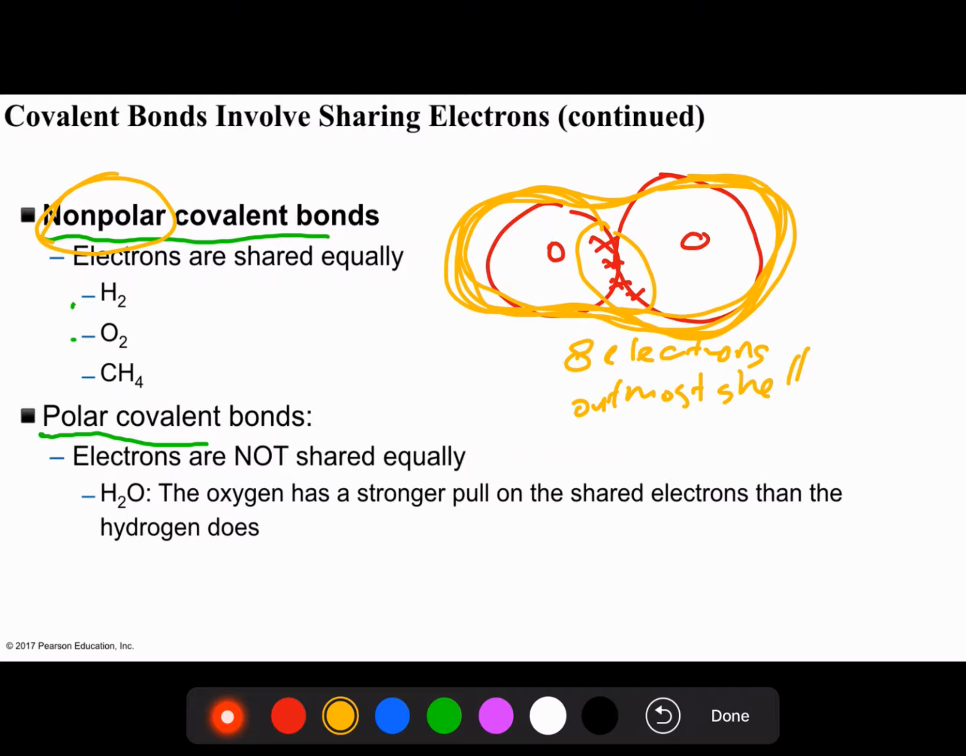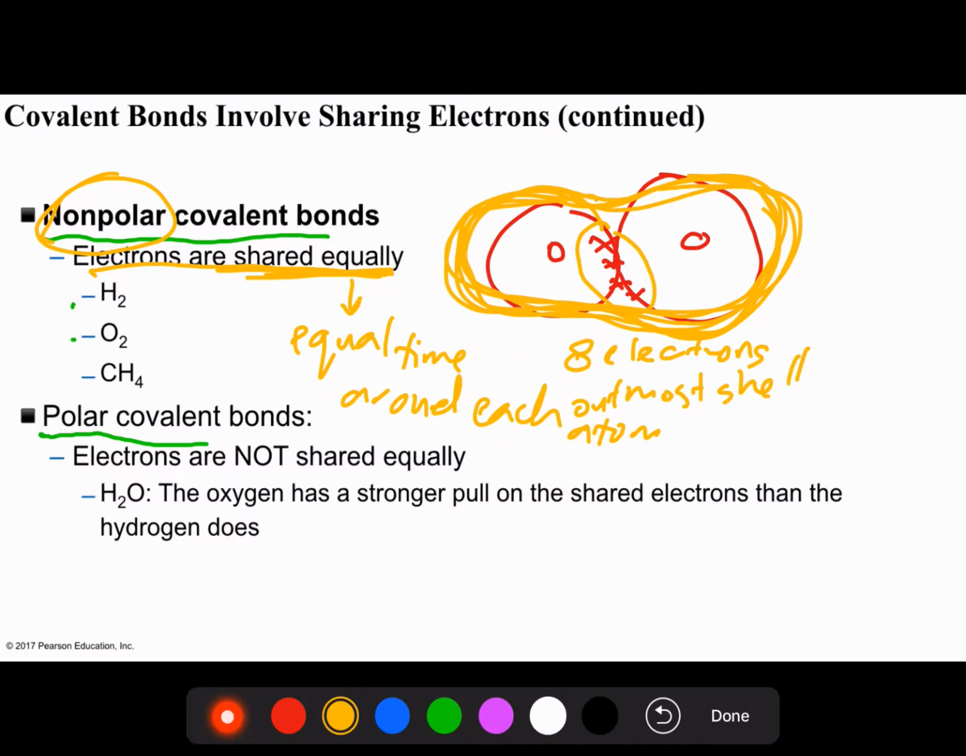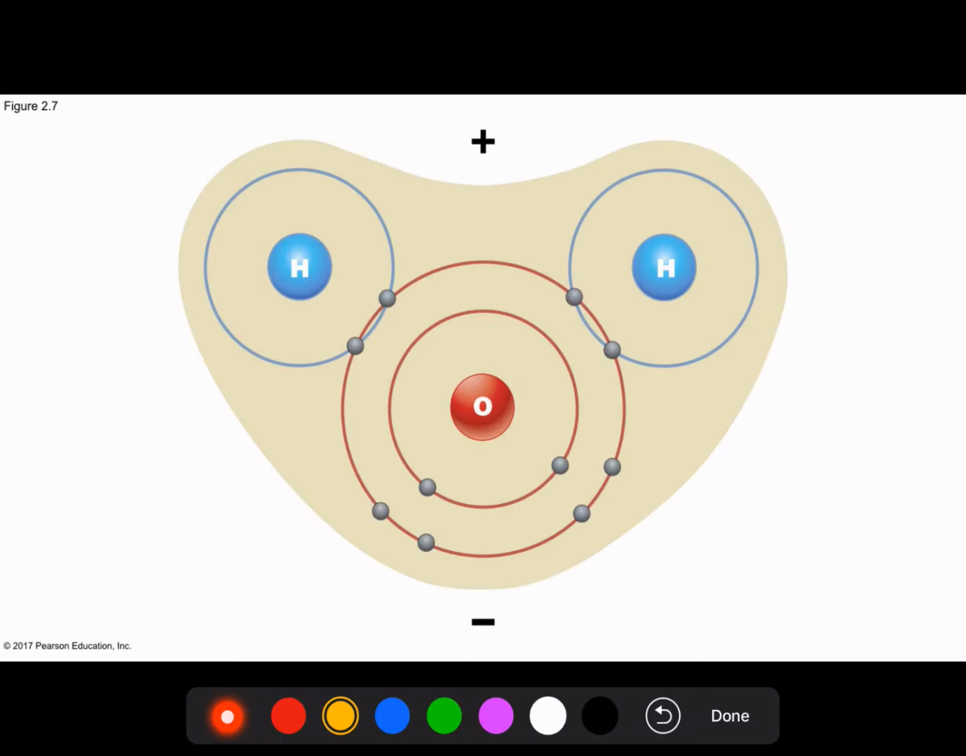Let's see now the polar covalent bond. So in the nonpolar, the electrons are shared equally. Equally means they are spending equal time around each atom. But with the polar covalent bond, the electrons are not shared equally. And the classical example of that is water.